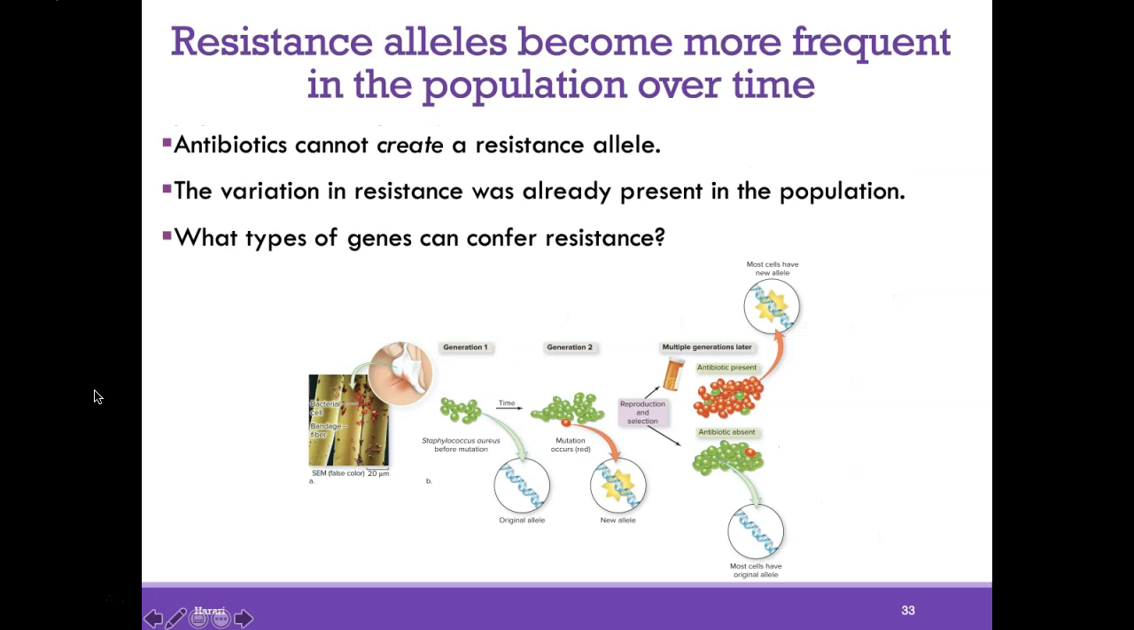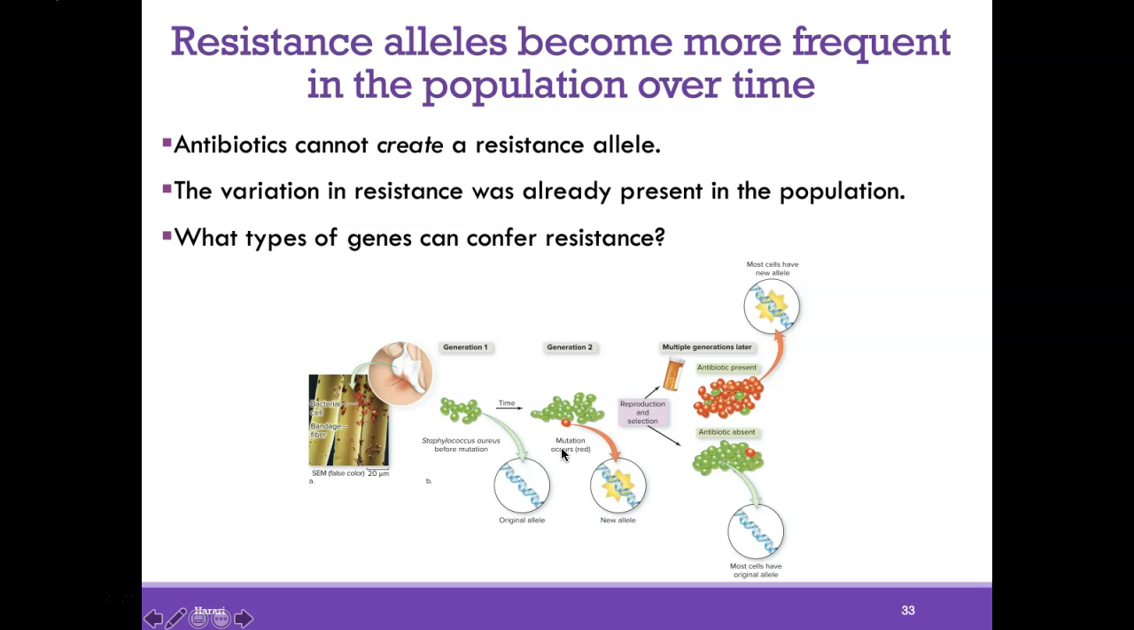So what we see is that resistance alleles become more frequent in the population over time. Right? And the antibiotics did not create this resistance allele. And the bacteria didn't choose to become resistant. It's important to know that the variation was already present in the population just by chance. And because the antibiotic treatment was given, these were selected for. Right? All the resistant cells were able to survive and reproduce.